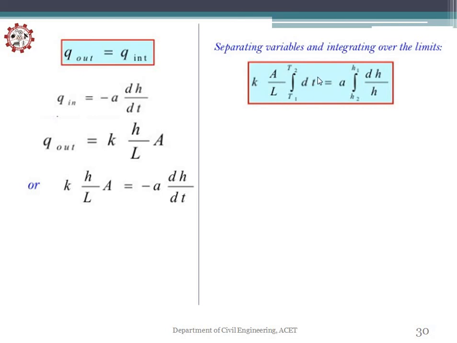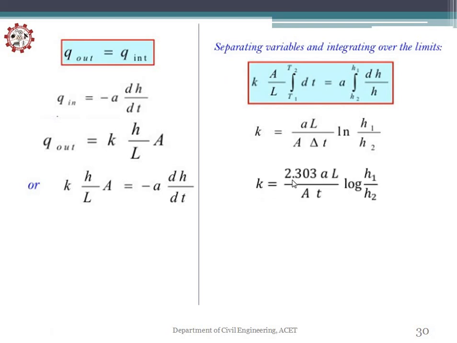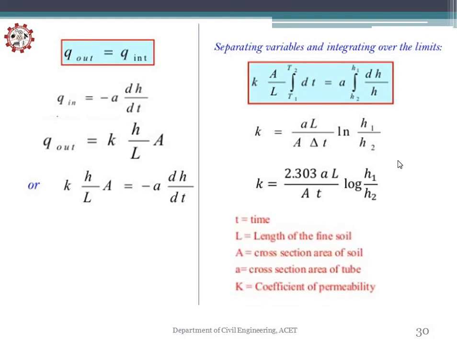So K A upon L dt equals A dH upon H. Simplifying this, you will get K equals A L upon A delta T, ln H1 upon H2. Further, this is converted to log to the base 10 by multiplying by 2.303, so K equals 2.303 a L upon A t log to the base 10 H1 upon H2. So this is how you calculate the coefficient of permeability for the variable or falling head test.